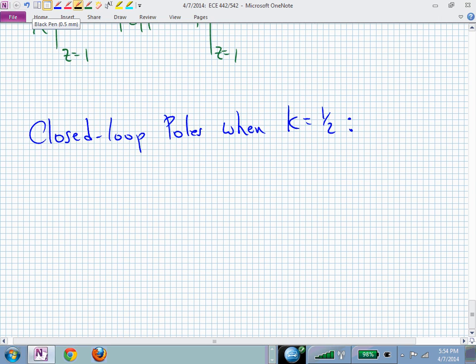Since this is a night, we tipped off at 5:30, we have to be playing a game, right? We have x's and o's. We have a root locus.